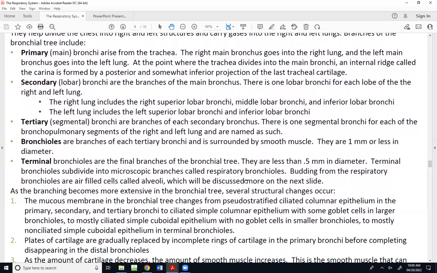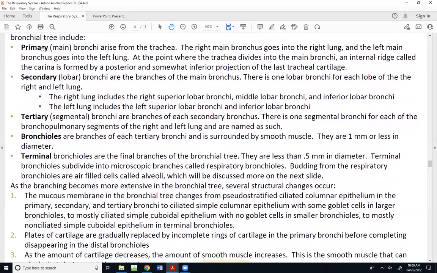Okay. The branches include, and we'll start with the biggest and then work out to the smallest, the primaries or the main bronchi, which are the ones that arise from the trachea, and we've already mentioned them. The right main or right primary bronchus goes into the right lung, left main or left primary goes in the left lung. Pretty straightforward there.